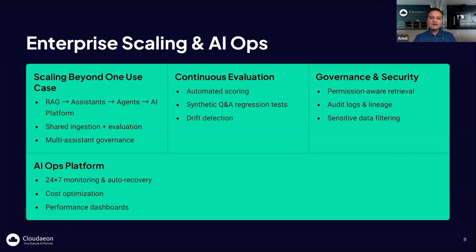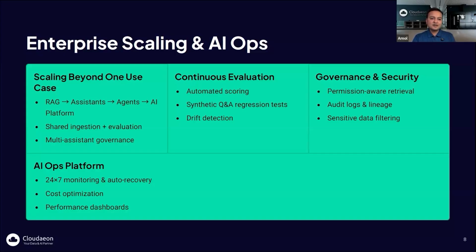Thanks, Raj. Once you have built one assistant, the next step is scaling. You want to move to many assistants, and that could happen at a very fast pace in any enterprise organization. At this stage, shared systems become very important. You call it shared or centralized system, it's one and the same thing. You need shared ingestion, shared testing, and shared governance. Quality also needs to be checked constantly. You need automated scoring and regular test runs. If the answers start to drift, you need an alert immediately, so your AI ops engineer can take action on that.